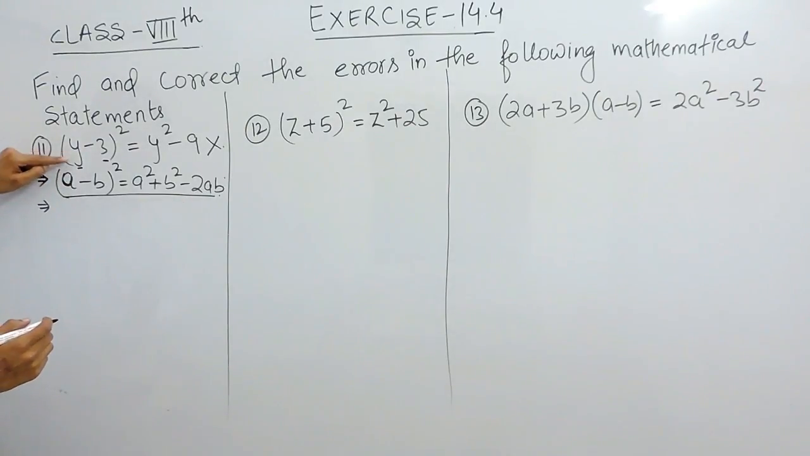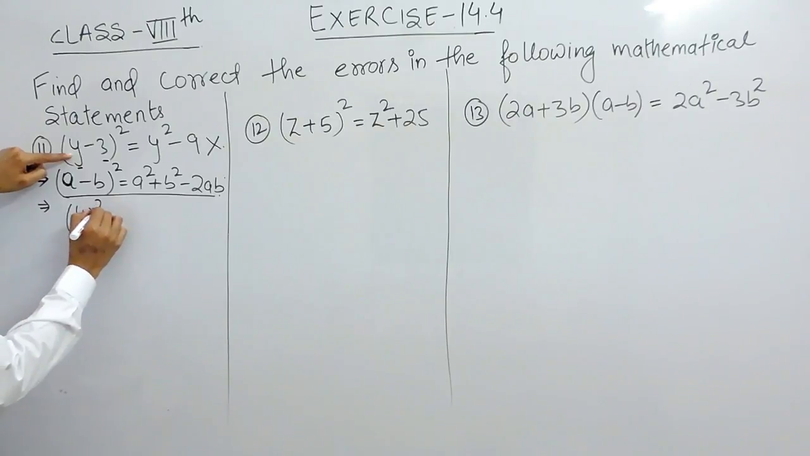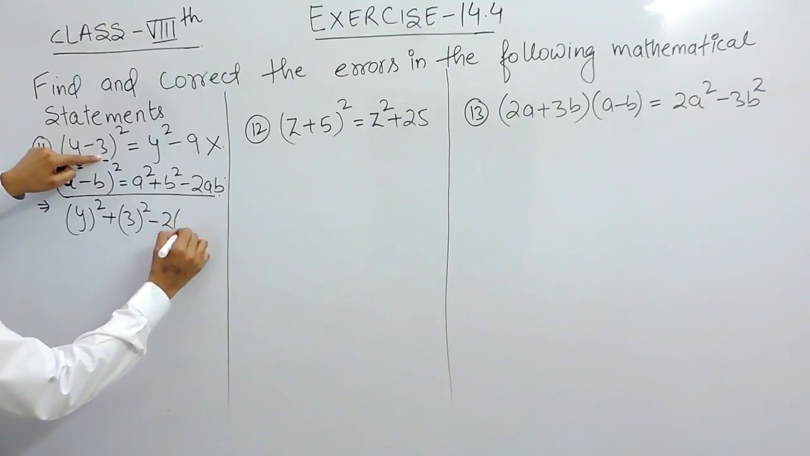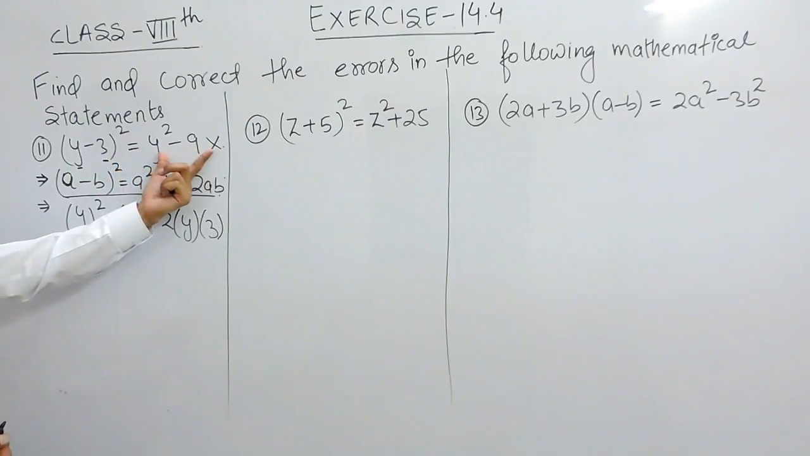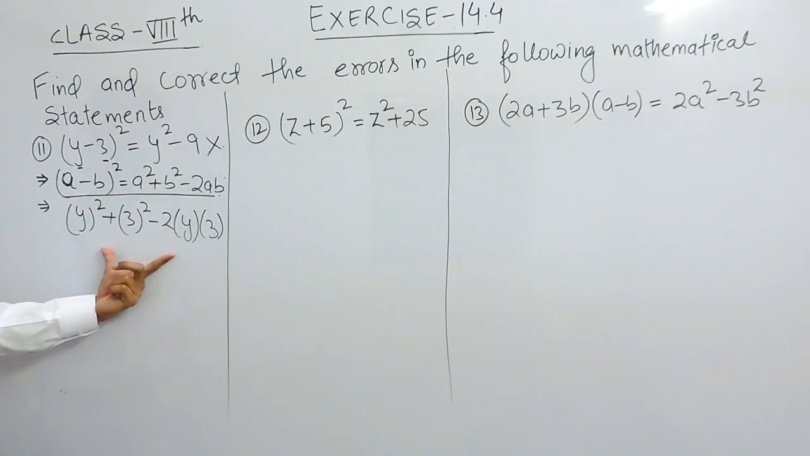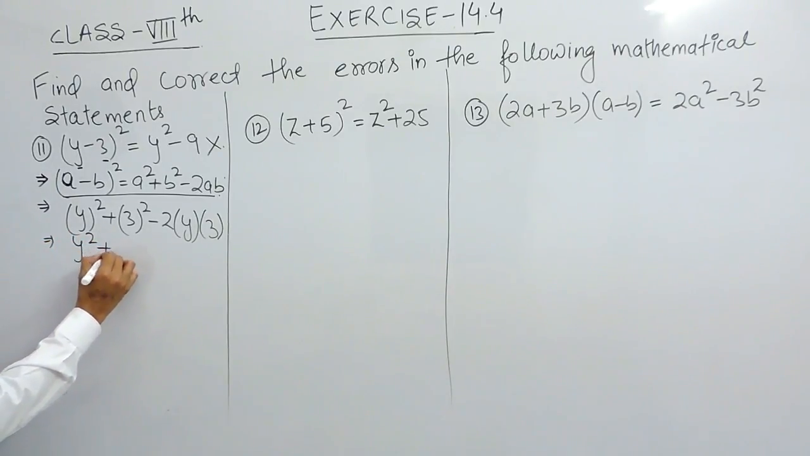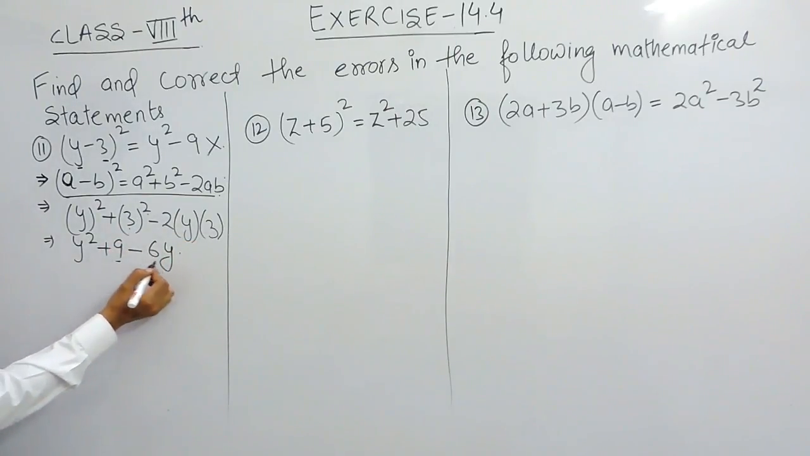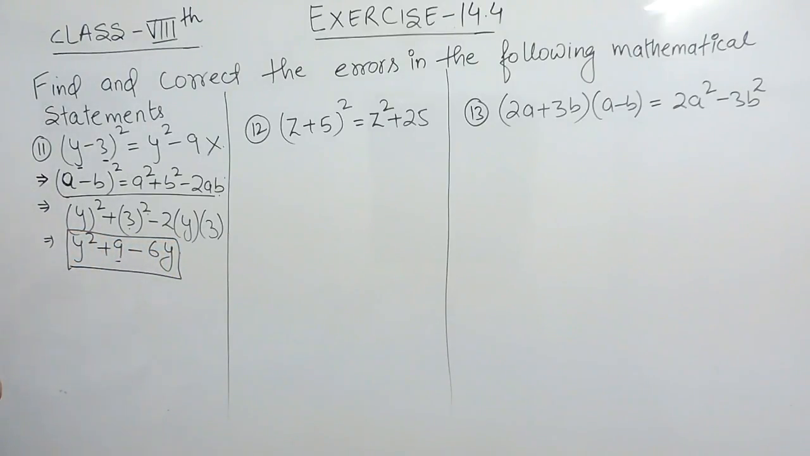Here a is y and b is 3. So in place of this, a square is y square, plus b square which is 3 square, and minus 2 into a into b. So instead of directly squaring this, we have to expand it this way. Further solving, this is y square, this is 9, because 3 square is 9, and this is 6y. So that should be the correct answer here.